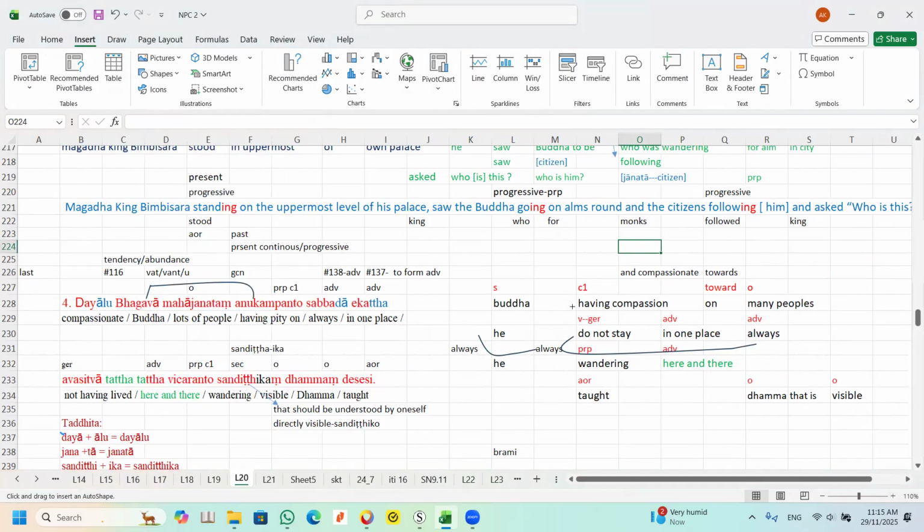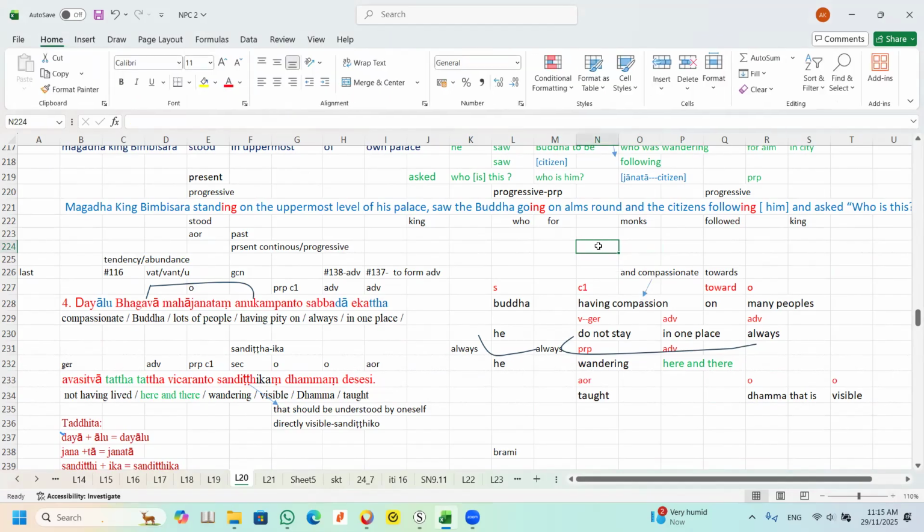Understand? We don't repeat because it has the same meaning already. We just take one of them. That's why you don't see this translated, because they have the same meaning. So if you want, you can put it like that: and compassionate towards many people. Okay, finish. Up to here.